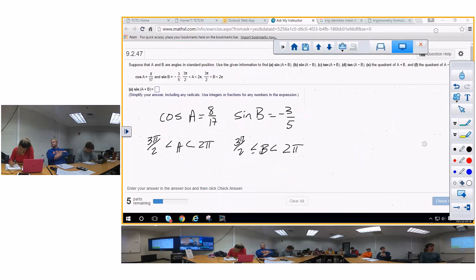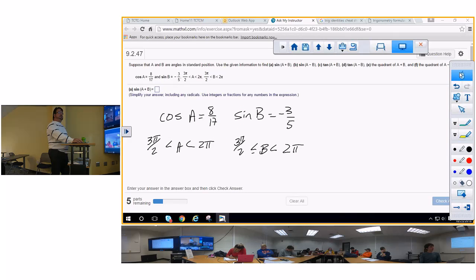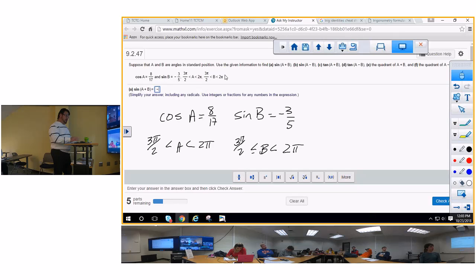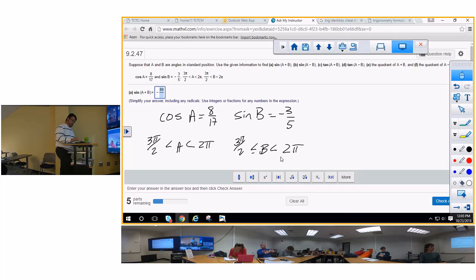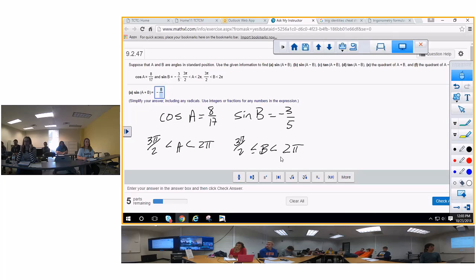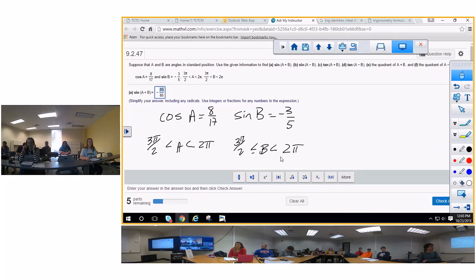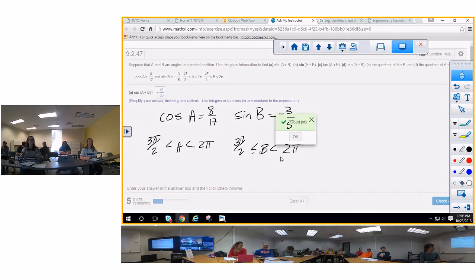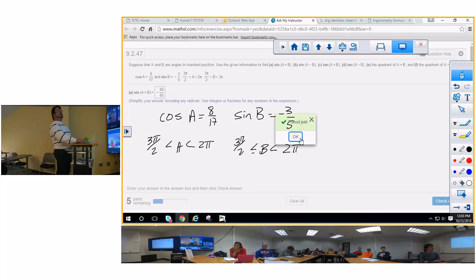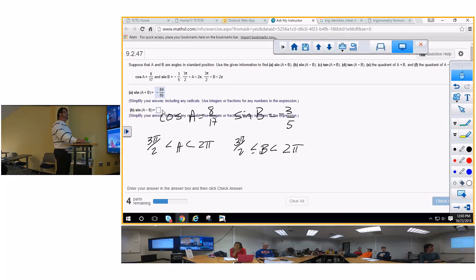So let's take it back to the handy dandy. And somebody tell me what the first answer was. It was negative 84 over 85. Negative, and I'm going to put the fraction in front of the parentheses. 84 over 85. There we go. And we feel good about ourselves.